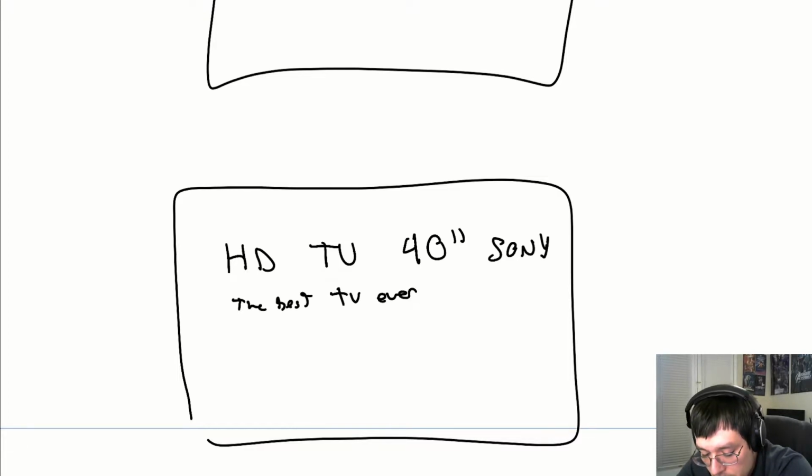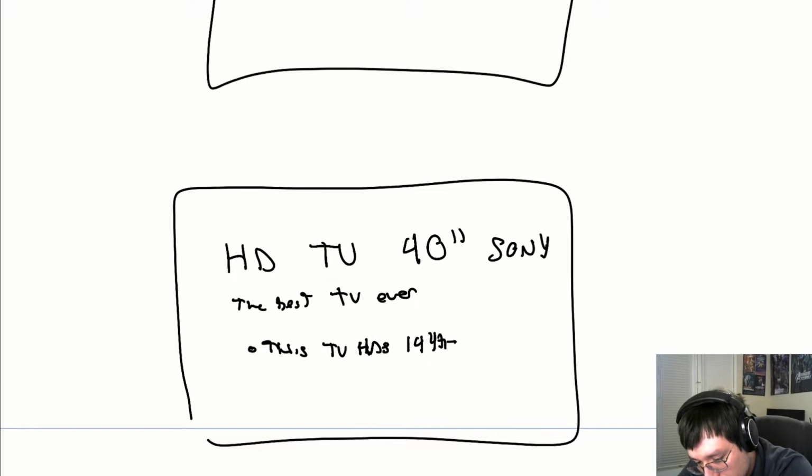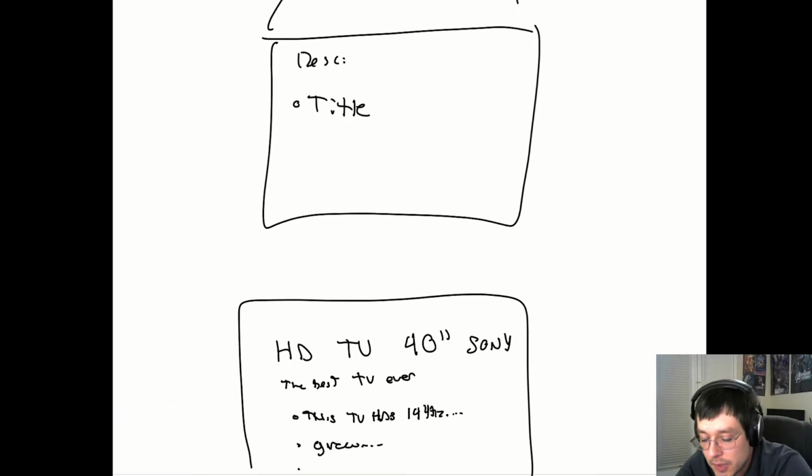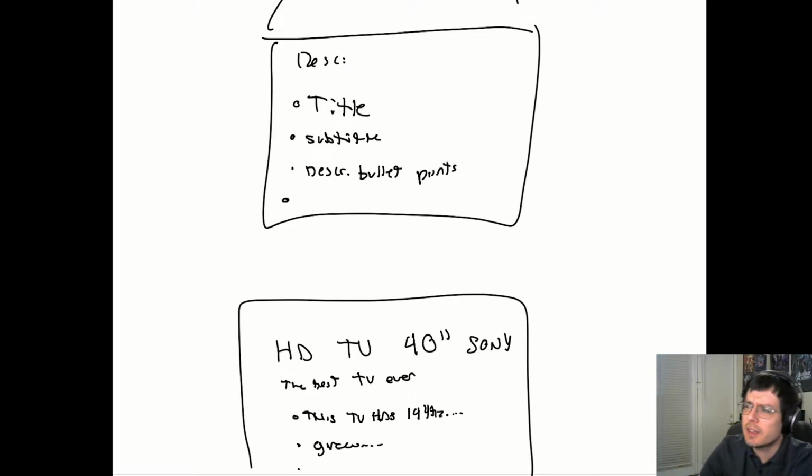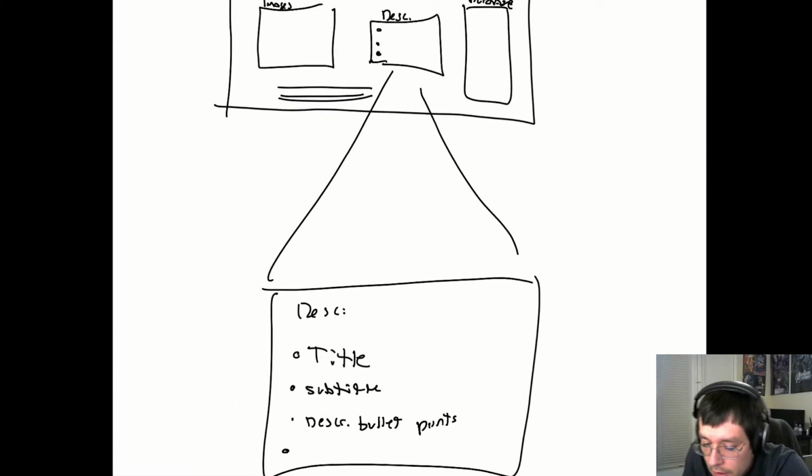And then some description talking about the TV, like this TV has a 144 hertz refresh rate, then it's green because it doesn't use as much power, etc., right? So basically your description is made up of a couple of things, like a title, a subtitle, description bullet points, and it could potentially have more things. Like I think at the bottom there's another thing, a button to expand that area and so on, right? So that's what your description is made of.